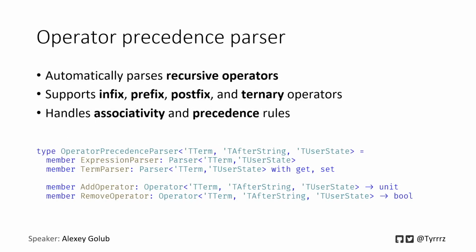Parsing expressions can be pretty tricky. First of all, that's because they're recursive, which means that an expression can contain other expressions and so on and so forth, but also because with the different operators, you have to handle associativity and precedence rules. Luckily, this is such a common problem that FParsec has it already solved for us. It comes with a type called operator precedence parser, which you can configure with your own operators, and it will parse the recursive expressions automatically and also handle associativity and precedence rules itself. So let's jump back again and see how we can use it.